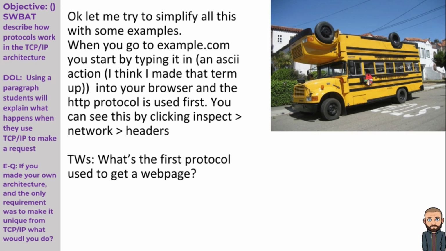Okay, so let me try to simplify all this with some examples. When you go to example.com, you start by typing it, right? The letter E and then X and so on. Well, this is, I'm going to call this an ASCII action. I think I may have made that term up, but this is an encoding. This is something the computer knows. So you're putting these series of ones and zeros together into your browser, and then when you go ahead and push enter, this is when you take your first step into the TCP/IP architecture. Your browser is an application.